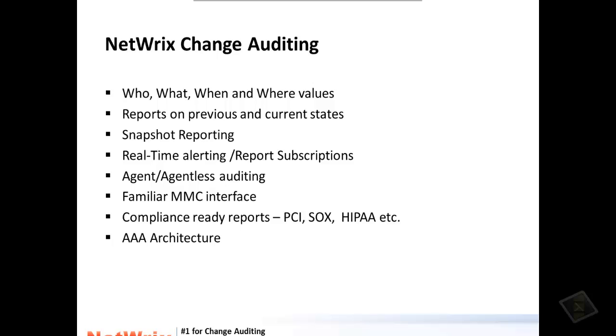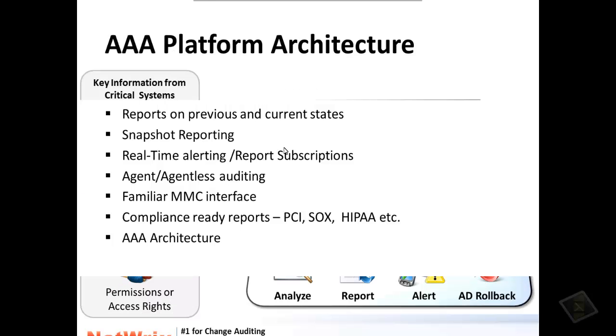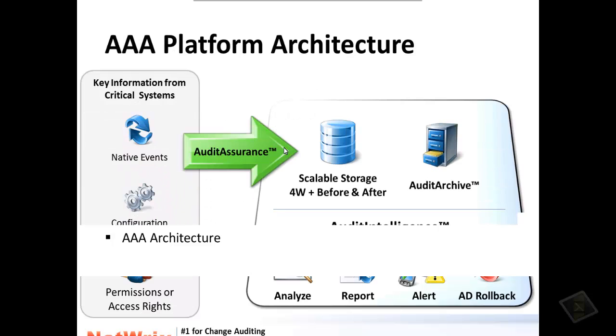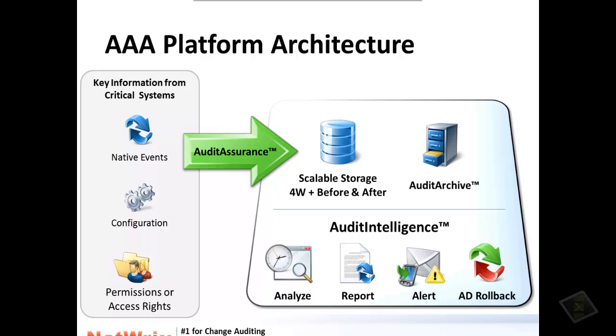So let's take a look at our AAA platform architecture. It's all developed in-house, and it's the way we actually audit. We're the only organisation that audits in this particular way across these key parts of your infrastructure. It consists of 3 parts: audit assurance, audit archive, and audit intelligence.